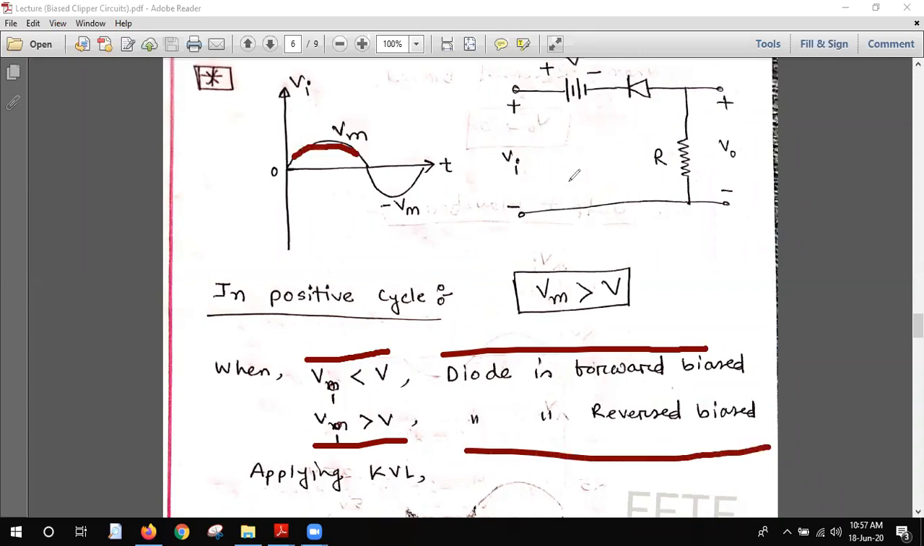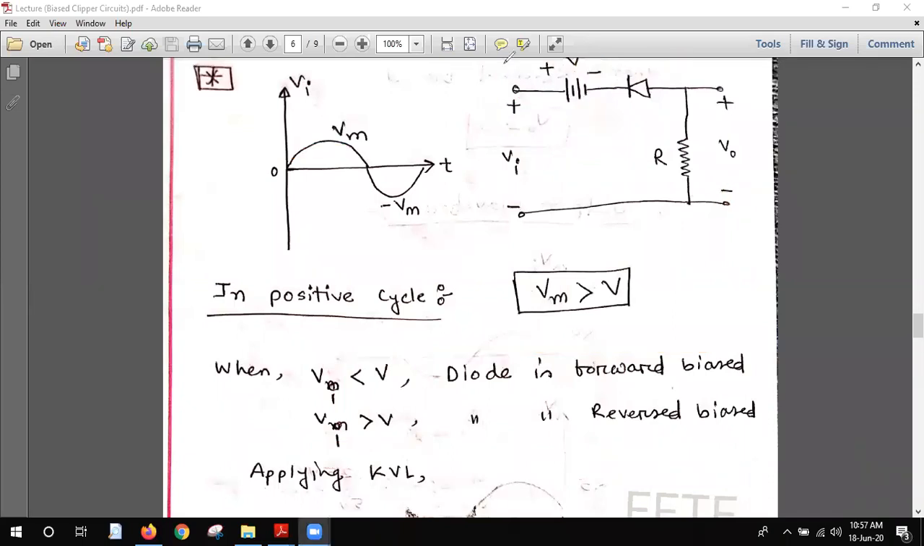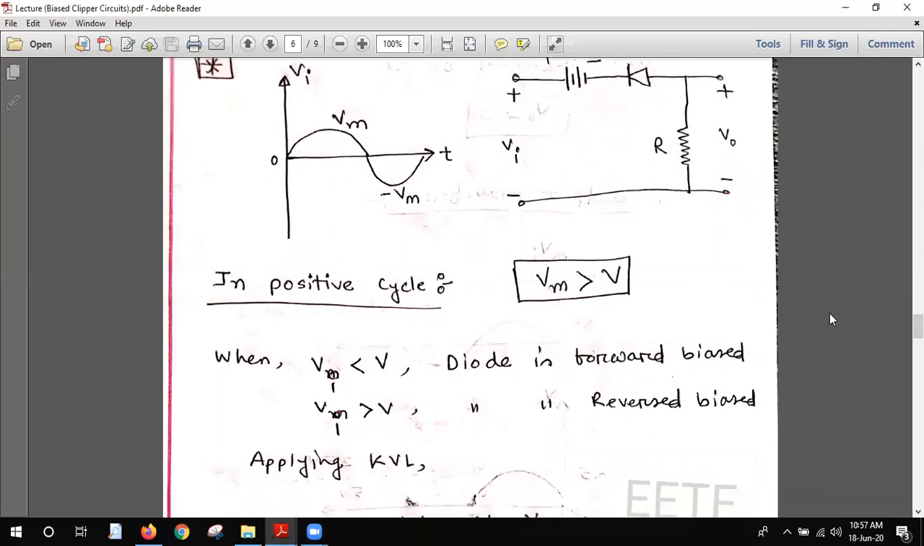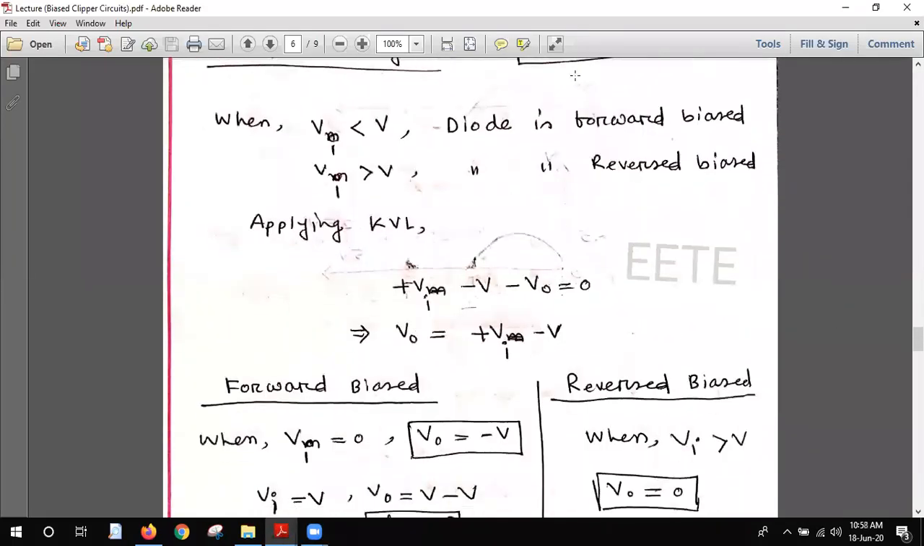So if we apply KVL here, in this loop, what will be there? Starting from this one, this is the first sign, VI, this will be the second sign, minus V, and this will be the second sign, minus V naught. So if we apply this and make the KVL, look what happens. Applying KVL, sir, it will be something like that. The output will be VI minus V.